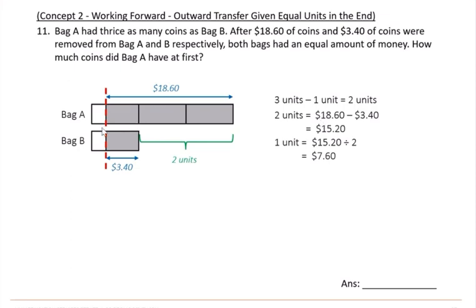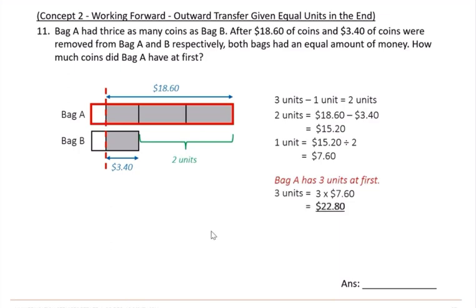And please remember what you drew in the beginning. You drew bag B 1 unit. You drew bag A 3 units. So 760 is not this white part. No, 760 is 1 unit, which is bag B at first. So I want to find out A at first. You just have to take 760 times 3.